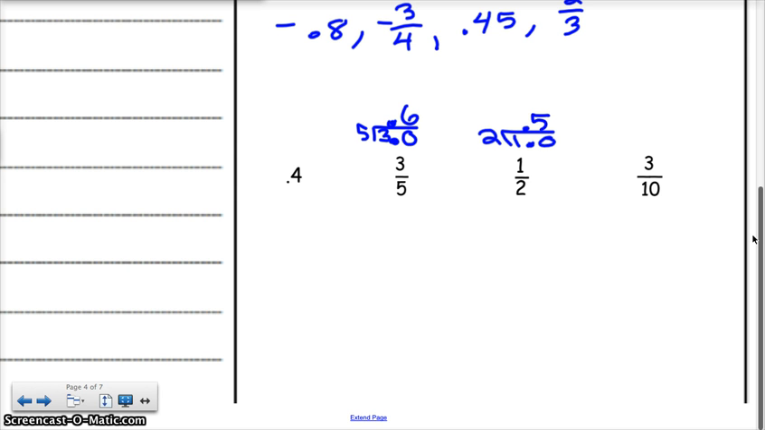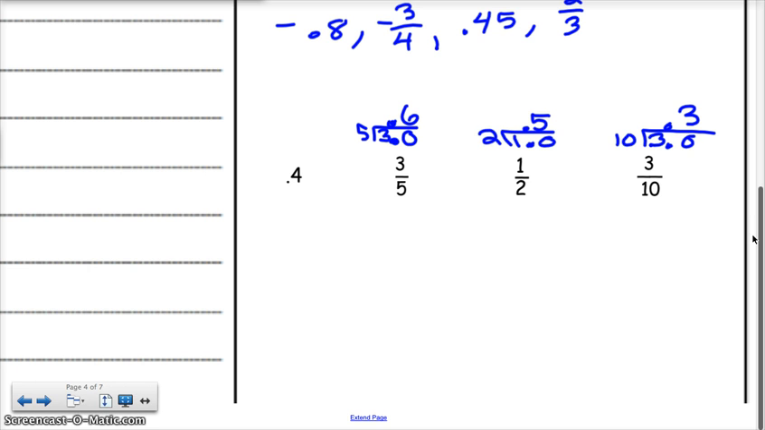That would be 0.5. Oops, I forgot what 3/10 was. Bottom number on the outside, top number on the inside. 10 goes into 3 3 times. All right, so I got them all in decimal form. And you'll get to the point where you can do this super fast, translating them or converting them.